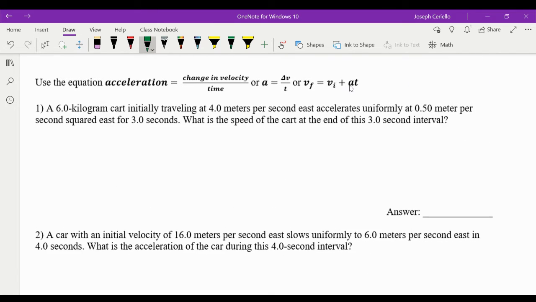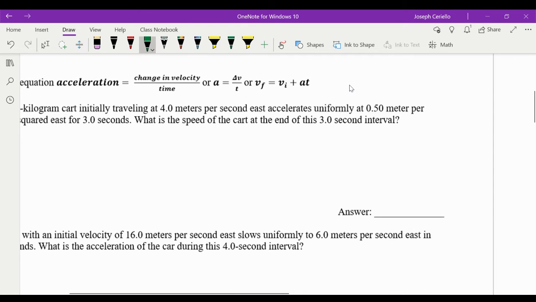So we're going to use this equation a lot today. It's the equation acceleration equals change in velocity over time. Now, it's never written like this on the reference table, okay? But it's written in these two formats. A equals delta V over T, delta means change, or V final equals V initial plus AT. Now, those two equations are basically the same one, just rearranged.